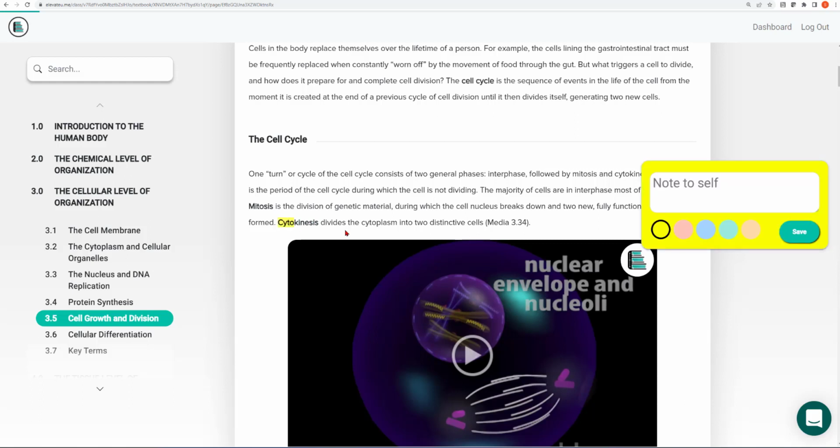Cyto, cell, kine or kinesis, movement, right? So you may know someone who studies kinesiology, that is movement of the body. So cytokinesis is the movement of cells, 2 cells becoming distinctive, separate from each other.